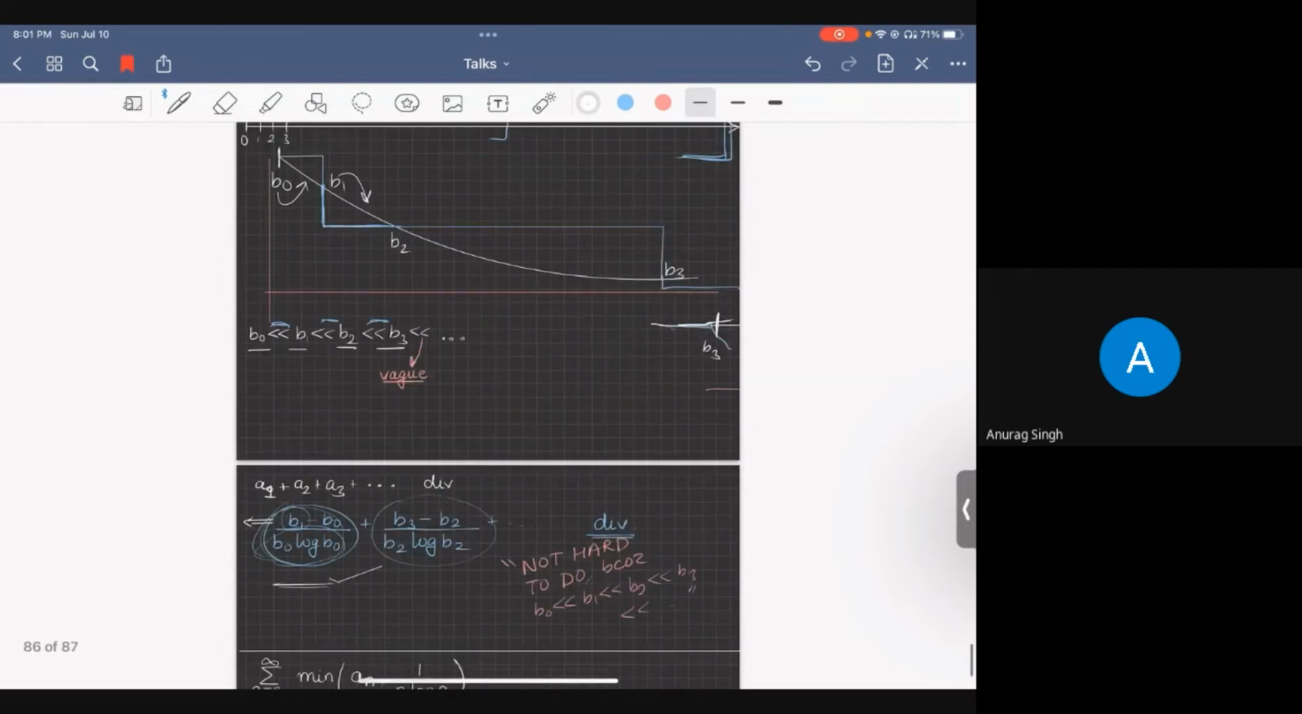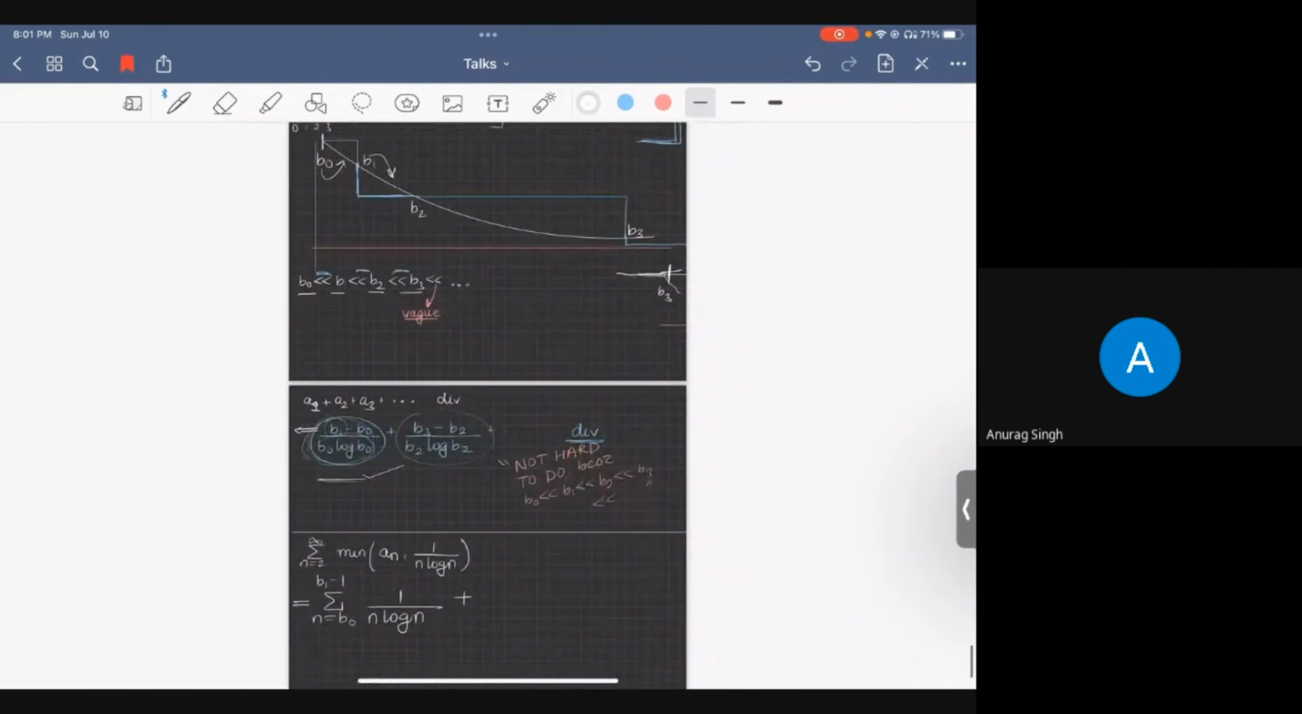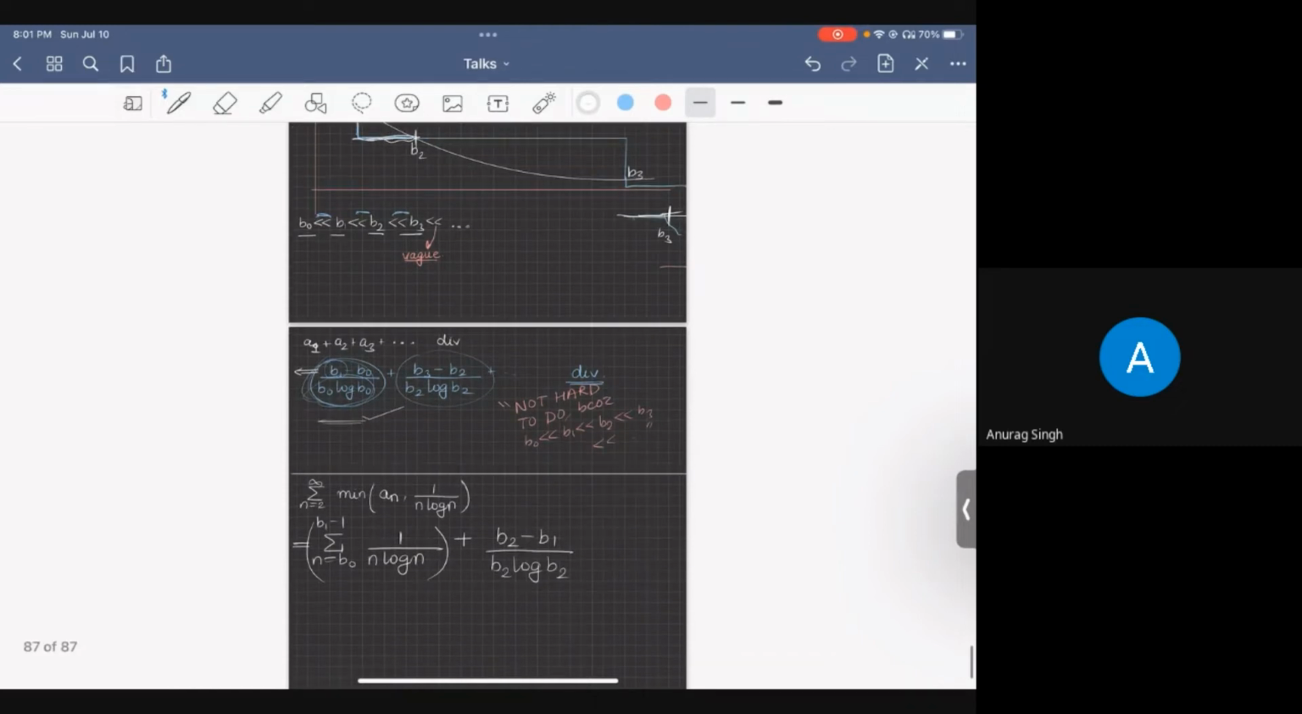Plus B2 minus B1 over B2 log B2. This is the smaller thing, right? Yes, you are right. Plus summation n equal to B2 to B3 minus 1 of 1 over n log n, etc. Plus, just tell me one more term. And then B4 minus B3 upon B4 log B4.